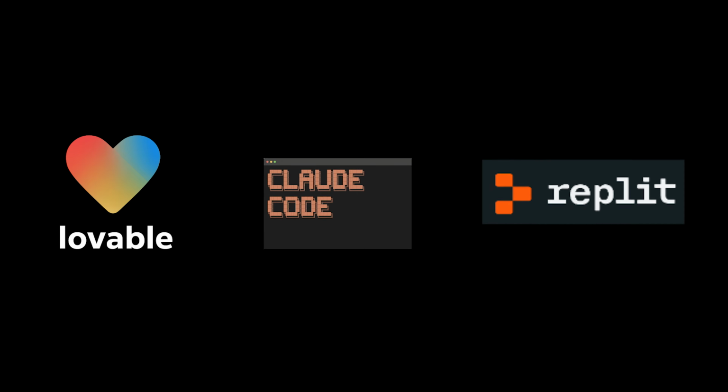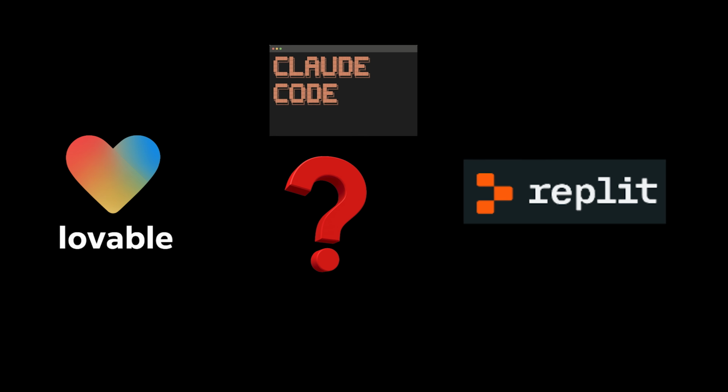Cursor is just one of the many AI coding agents out there. You've probably heard of others like Lovable, Claude Code, and Replit's agent. How do you decide which one is actually the best for you? And that's what we will tackle in the next video. I'll compare these agents side by side, show where each one ranks, and help you figure out which is the right fit for your workflow.